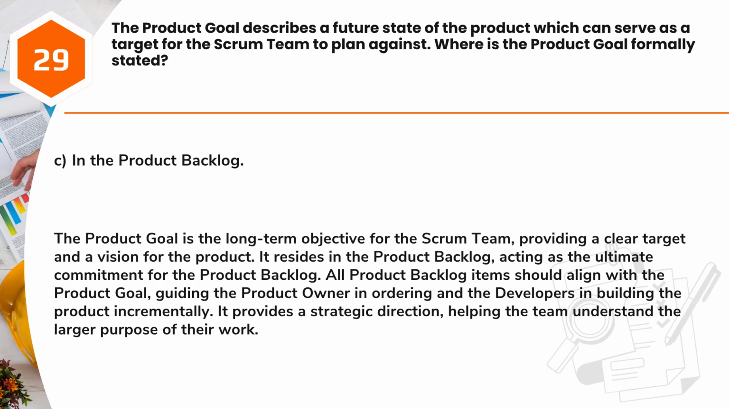Answer: C. In the product backlog. The product goal is the long-term objective for the Scrum team, providing a clear target and a vision for the product. It resides in the product backlog, acting as the ultimate commitment for the product backlog. All product backlog items should align with the product goal, guiding the product owner in ordering and the developers in building the product incrementally. It provides a strategic direction, helping the team understand the larger purpose of their work.